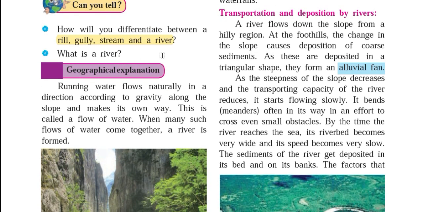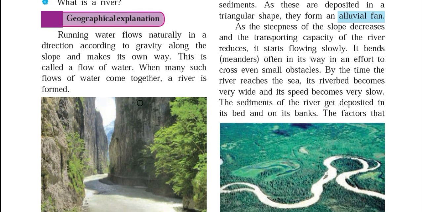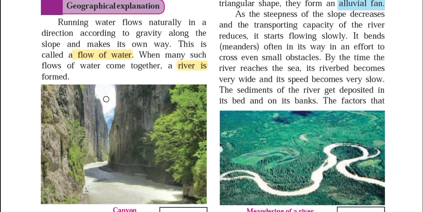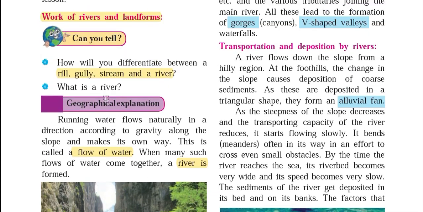What is a river? Let's see the geographical explanation. Running water flows naturally in a direction according to gravity along the slope and makes its own way. This is called the flow of water. Remember, because of gravity, when water accumulates and flows in a channelized manner, it is known as the flow of water. When such channels or streams come together, it is known as a river. Remember this definition of a river.